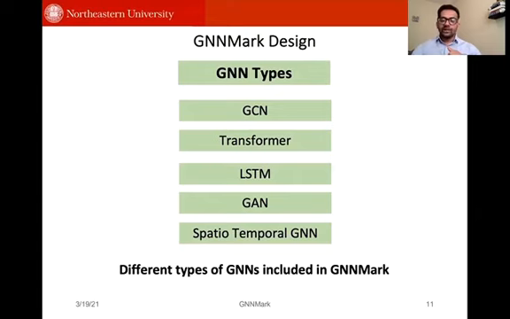And finally, we have spatiotemporal GNNs, which are designed to deal exclusively with dynamic graphs, like, for example, traffic graphs that evolve over time, sensor networks that evolve over time, etc. So we try to include different types of these GNNs in GNNMark as well.